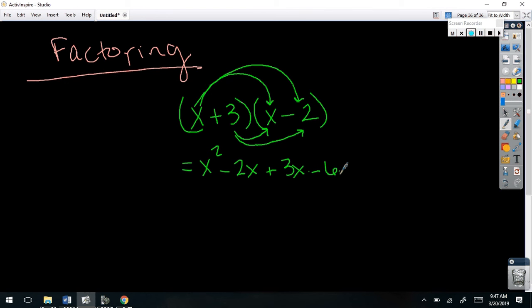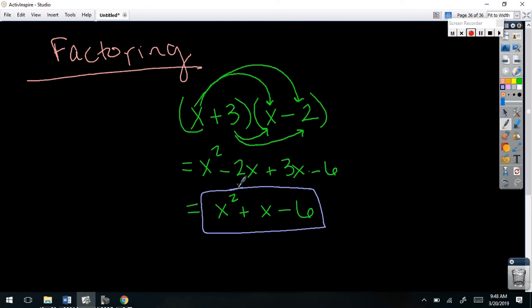Okay, exactly. Then I look at the middle two terms and I combine them. What is negative 2x plus 3x? 1x. So I have x squared plus x minus 6, right? We all remember doing that last chapter? All right, so this is easy for us to multiply. But what factoring does is factoring starts us with this and gets us to this.